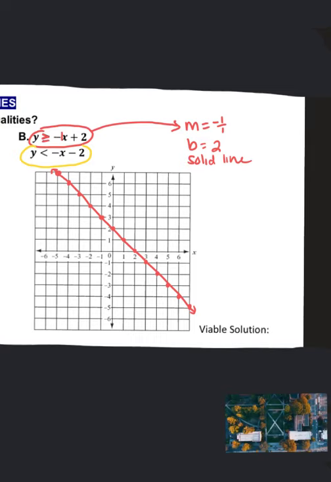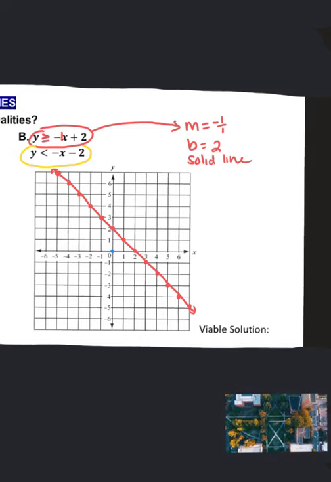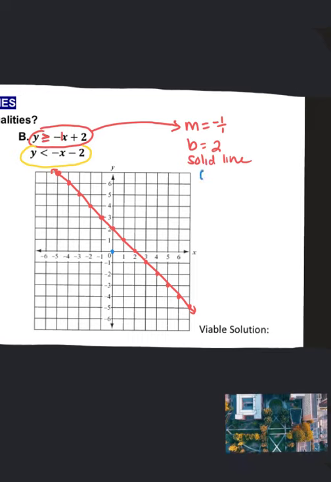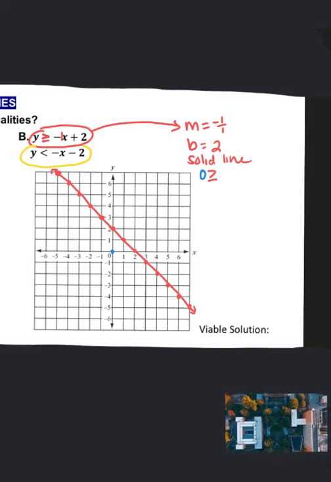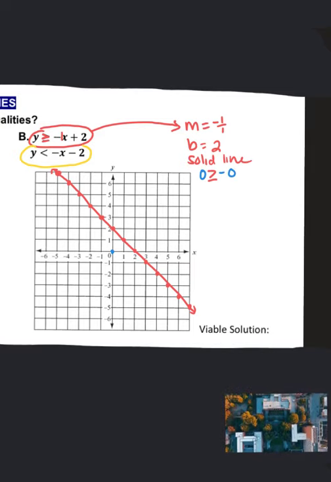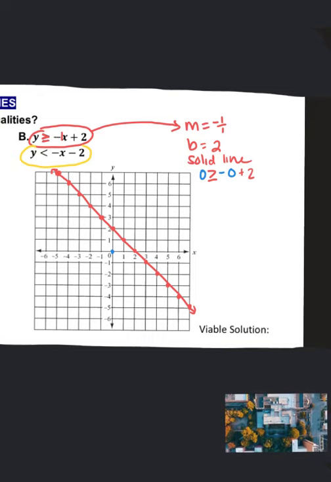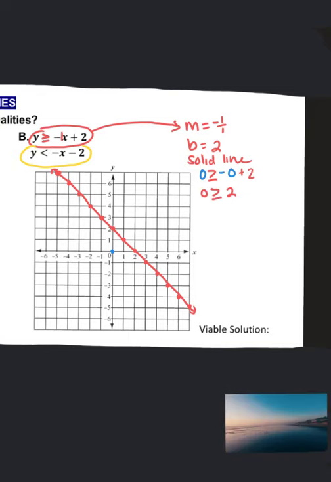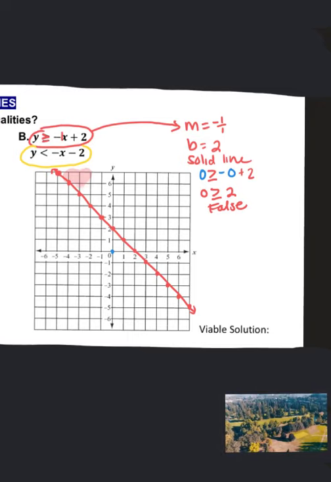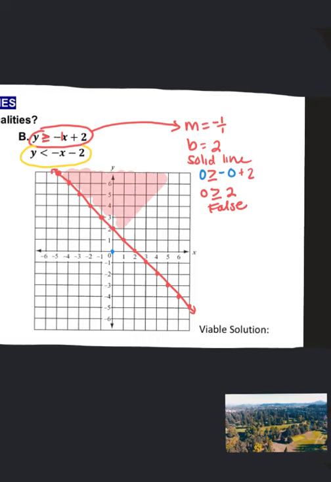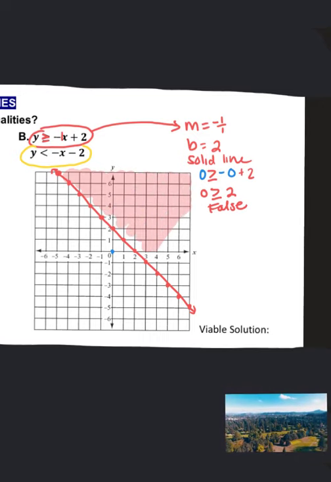And now I need to use my test point. I am going to use the test point 0, 0. So I'm going to plug 0 in for y, so I get 0 is greater than or equal to -0 plus 2. And I get 0 is greater than or equal to 2, which is false. It is not true. So I'm going to shade away from 0, 0 in this guy. So 0, 0 is on the bottom, so I'm going to shade above because 0, 0 gave me a false statement, which means everything on the other side of the line makes it true.